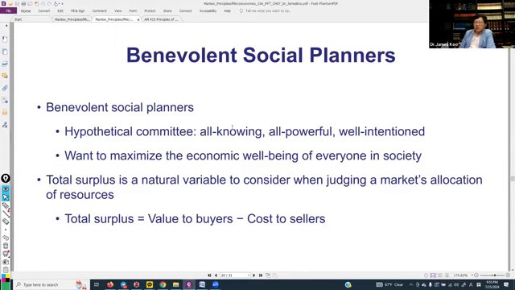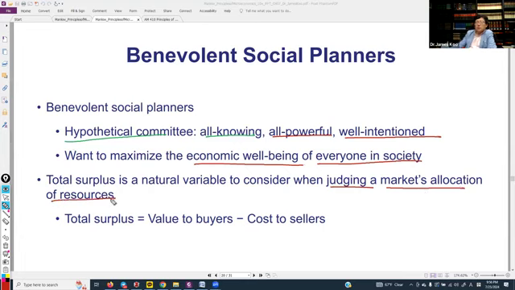Benevolent social planner. A benevolent social planner is a hypothetical committee, all-knowing and all-powerful, whose intention is to maximize economic well-being for everyone in society. Total surplus is a natural variable to consider when judging market allocation of resources. Total surplus is value to buyers minus cost to sellers. This is the increased surplus.